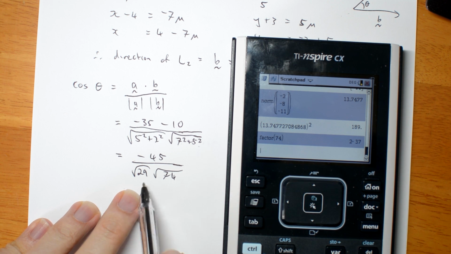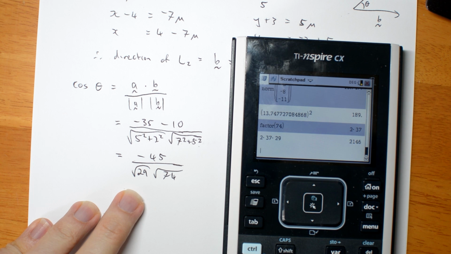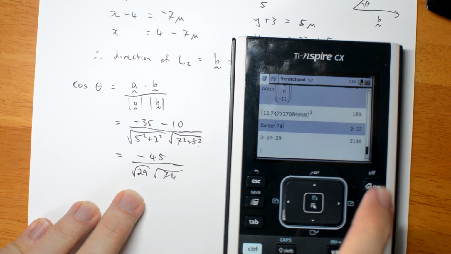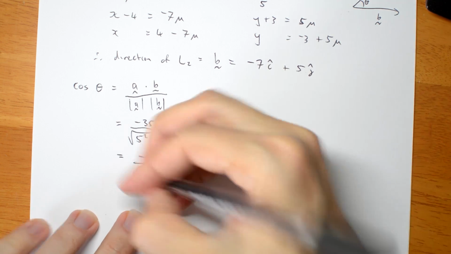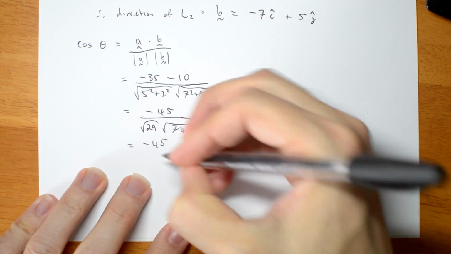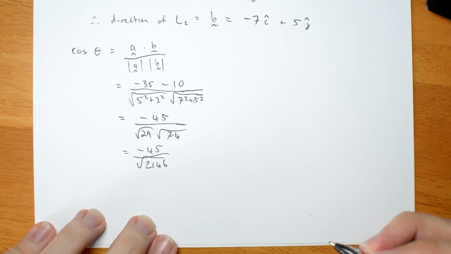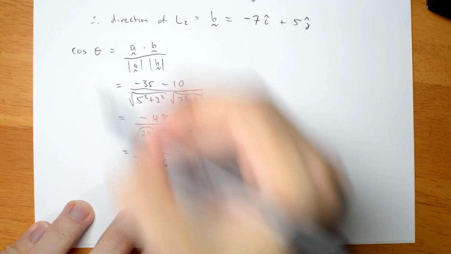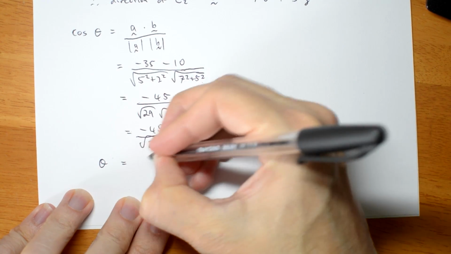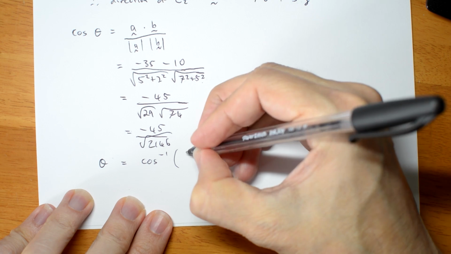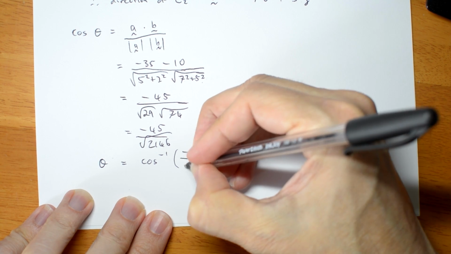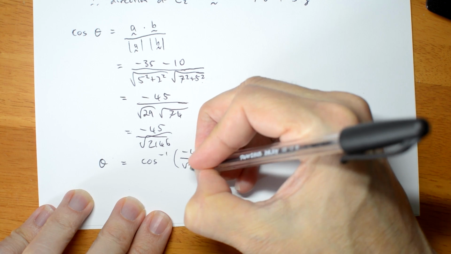We could, however, put these two numbers together. If I times that by 29, I get 2146. So that is negative 45 on square root of 2146. Actually, I didn't need to worry about that, did I? Because I'm just going to get the inverse cosine. Theta is cos to the minus 1 of negative 45 on square root of 2146.